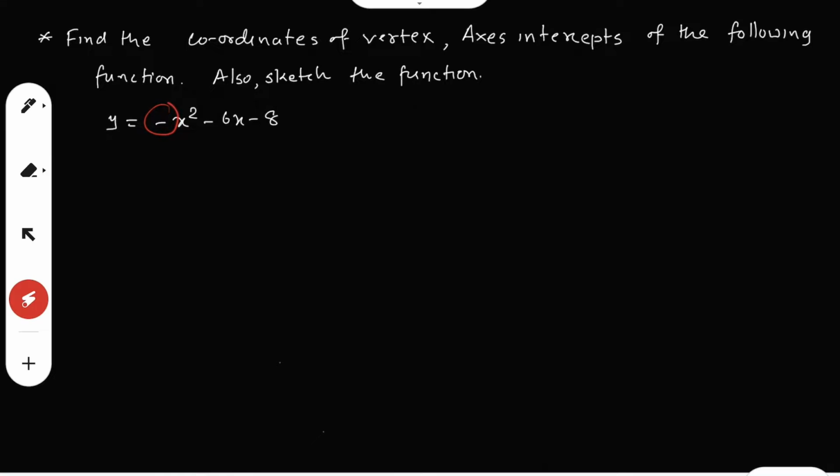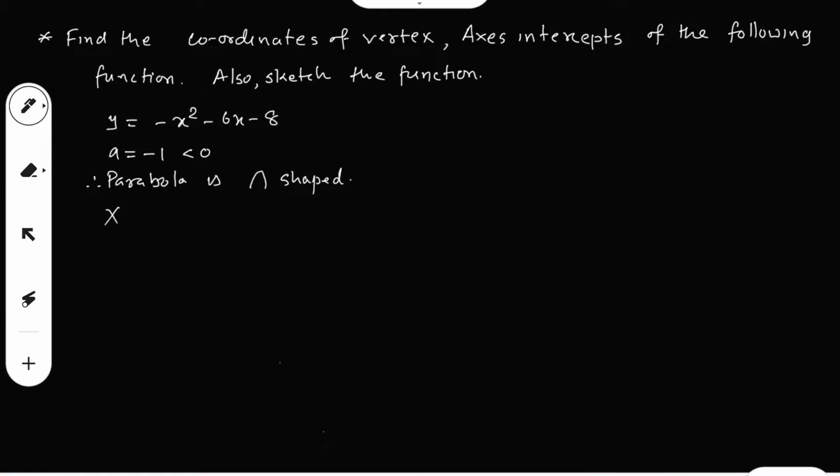Now look at the value of a. It is minus 1. So here a equals minus 1 is negative. That means this is going to be a sad parabola. You can say sad parabola, or you can say concave down. Now let us try to get the vertex.